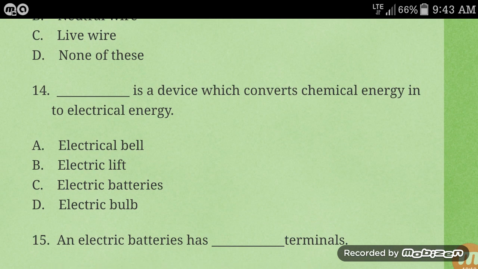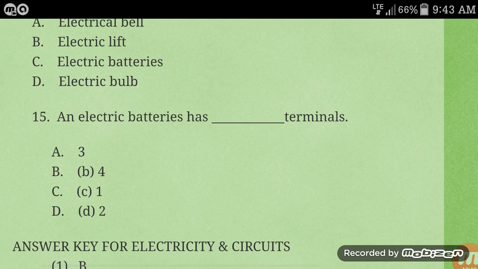Next one. Blank is a device which converts chemical energy into electrical energy. Which do you think? Chemical to electrical. That means it's something like batteries. The answer is letter C, electric batteries. So the chemical energy stored in the battery, if you are going to use it, will be converted into electrical energy.